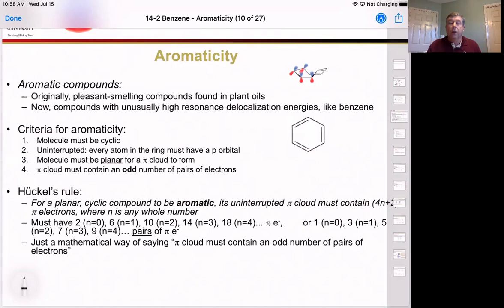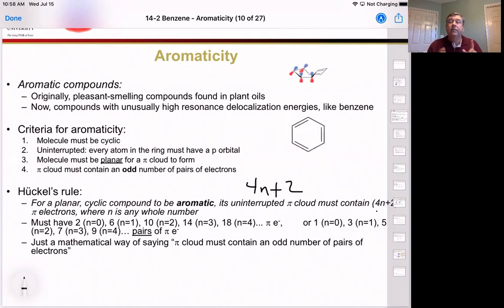One way to think about that mathematically is we can just say, if there are 4n plus 2 electrons in our system, then that means that we would have the correct number of electron pairs. So let's look at that n number. That n number can be any number from 0 to 100. It doesn't matter. We just want to know how many electrons we should have.